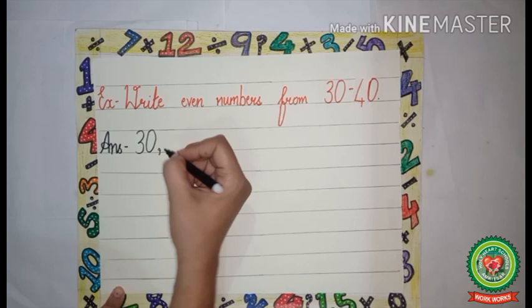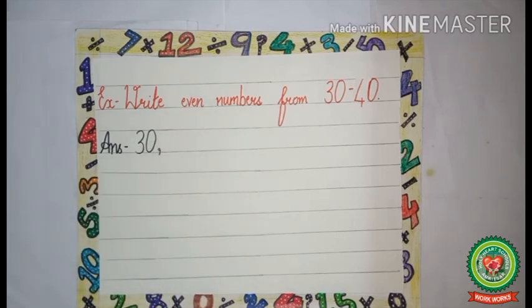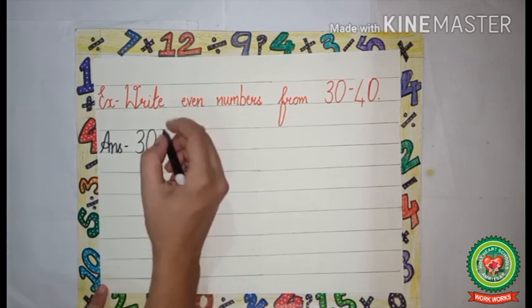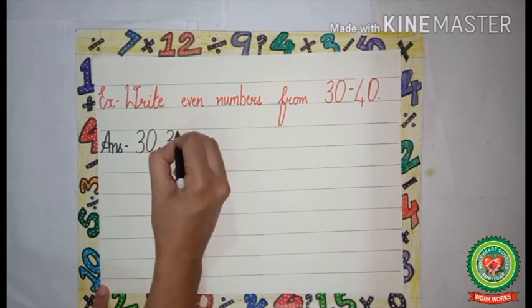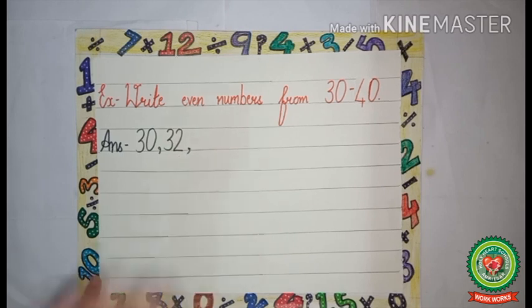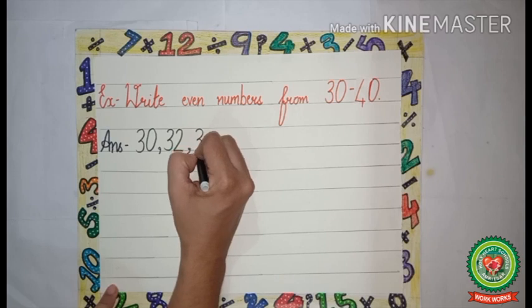Now after 30, 31. 1 does not come in the table of 2, so it is an odd number. After 31, 32. Again 2 comes in the table of 2, so it is an even number. So we will write 32. Then again comma. After 32, the number is 33 and 3 does not come in the table of 2. So it is an odd number and we will not write it. After 33, 34. Again 4 comes in the table of 2. So it is an even number. So we will write 34.